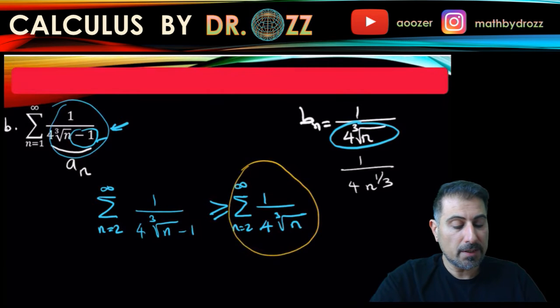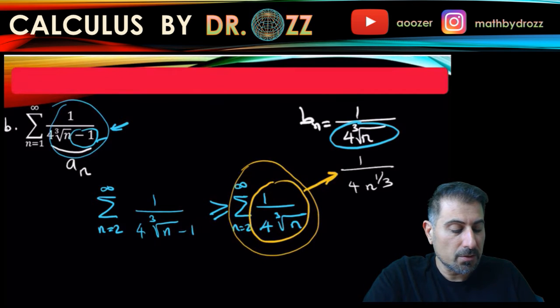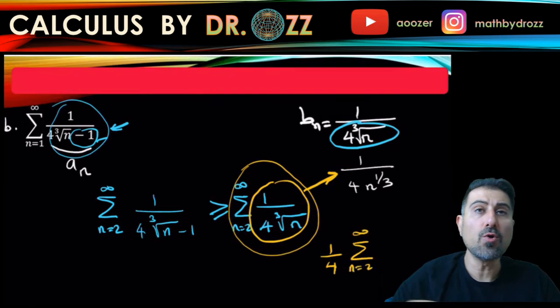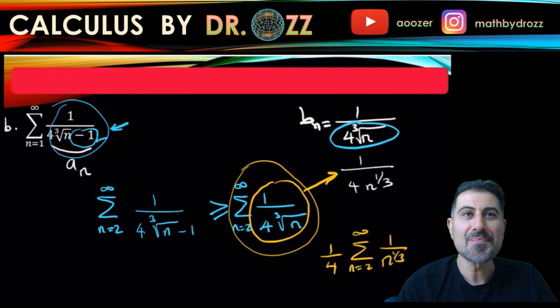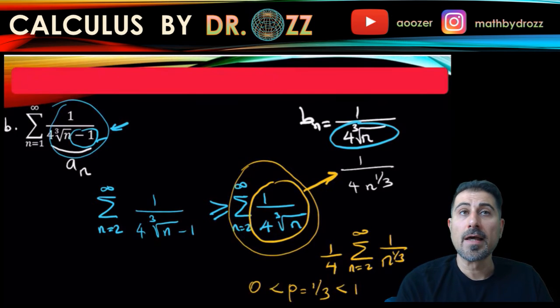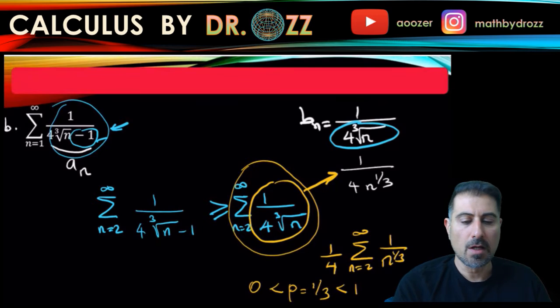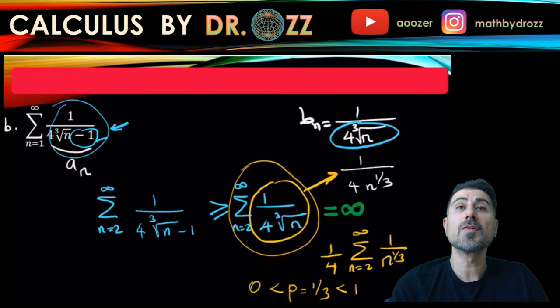Well, if I write the n term in this form, and if I pull out 1/4, let me just do it here. So this is like 1/4 sum n from 2 to infinity, 1 over n to the power of 1 over 3. Here we go. Well, this is a known series. In fact, it's a p series for p equals 1/3, which is less than 1 but greater than 0, right? And I know that p series diverge when p is less than 1. So here I know that this series is divergent. In fact, it diverges to infinity. Okay, divergence.